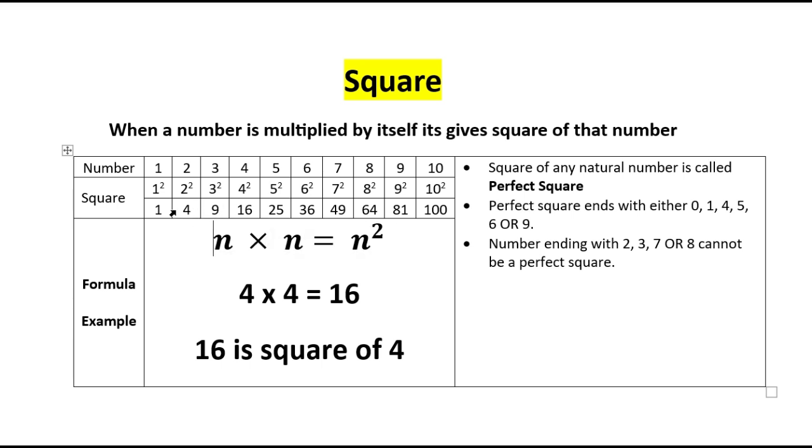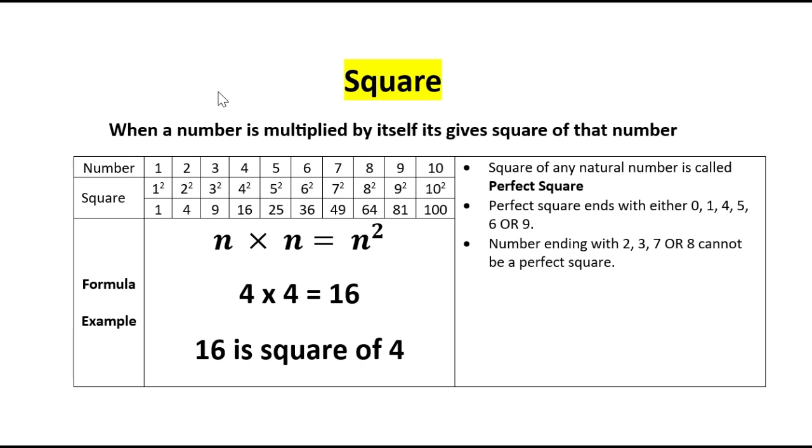Now, if you look at this pattern, you can also observe that a perfect square ends with either 0, 1, 4, 5, 6 or 9. And if any number is ending with 2, 3, 7 or 8, that cannot be a perfect square. Okay, so this is all about the square.